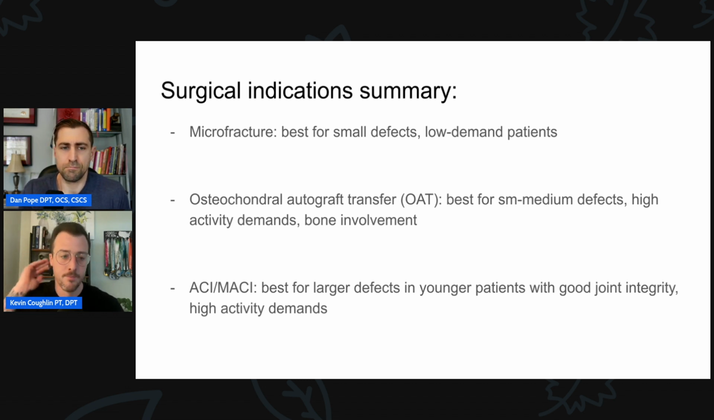And then the ACI and the MACI, better for, I think, your medium to larger size defects, especially in younger patients with good joint integrity and patients trying to get back to high level sports. So kind of the big surgeries. It was fun to research these things and learn a little more about them. All right, now you guys are experts with cartilage injuries within the knee.